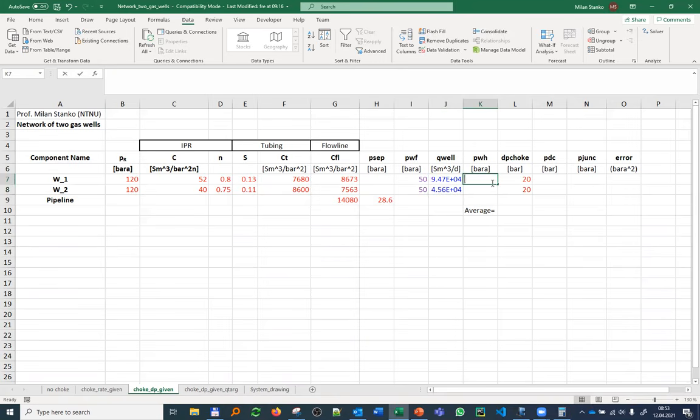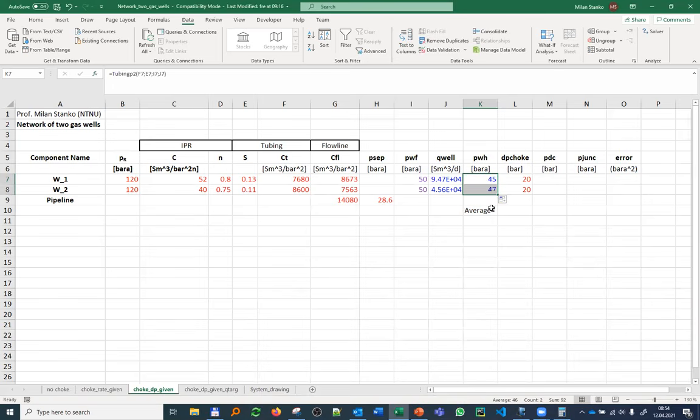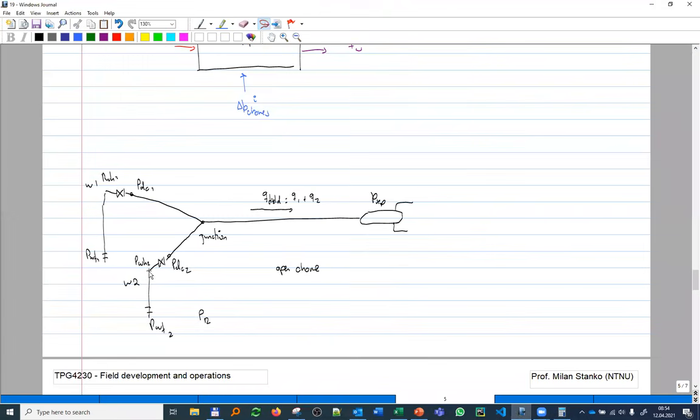And then wellhead pressure is tubing P2, the discharge. Then this tubing is C, is S, is P1, and the rate. Okay, now we have reached the wellhead for both wells. The problem before is that we didn't have this delta P, so we had to go backwards. But now actually we have it, it's a user input.